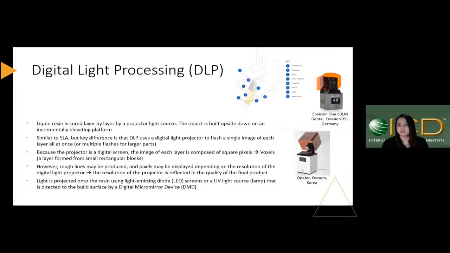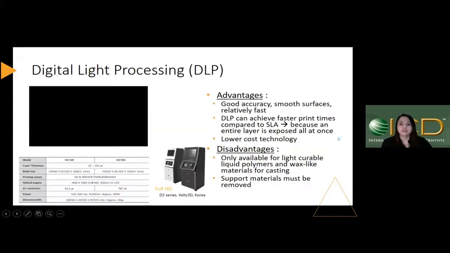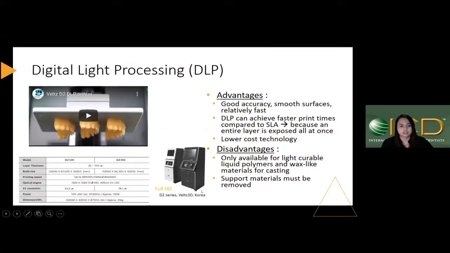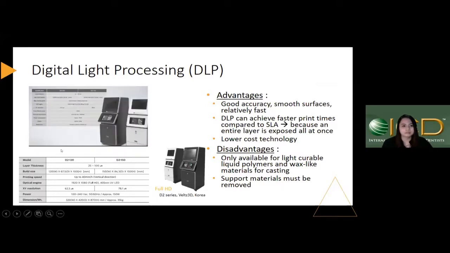Examples of DLP 3D printers are the Envision One from Envision Tech and the OneJet from Ostem, Korea. And this is another example of a DLP 3D printer, a D2 series from Phelps.